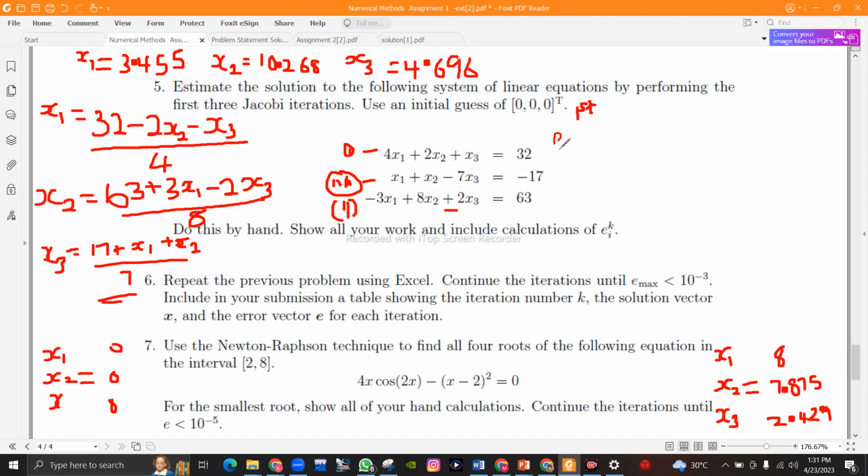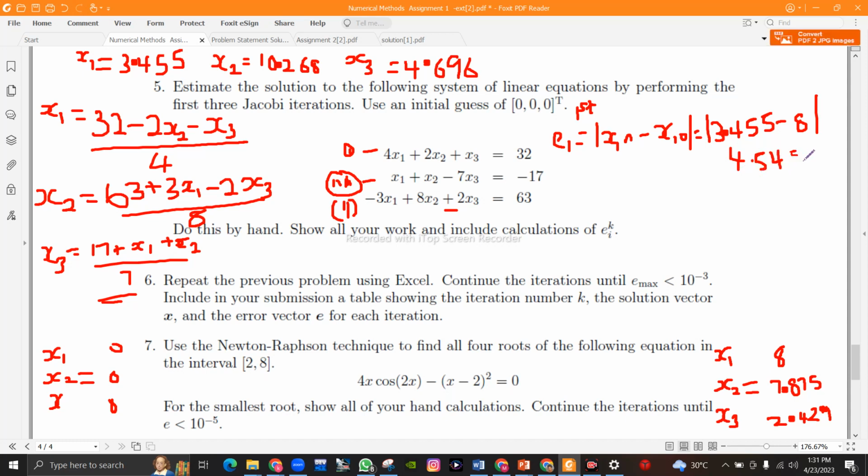So error 1 is equal to the magnitude of x1 new minus x1 old. So we do that. What's our x1 new? That's 3.455 minus 8. This will give us a negative number, but we are taking the absolute value. So 3.455 minus 8 will be 4.545. So that's our error 1.